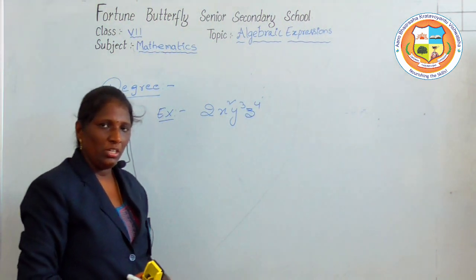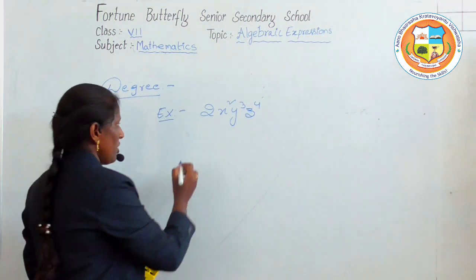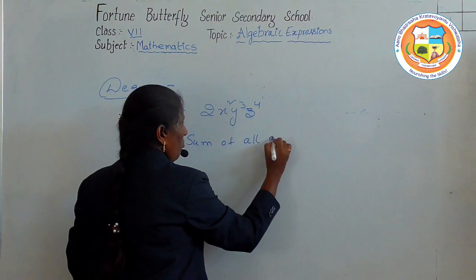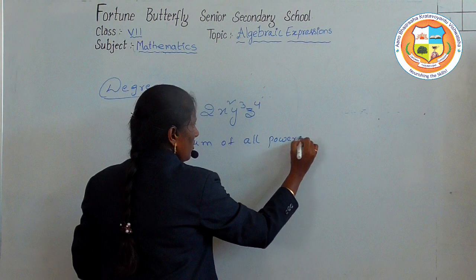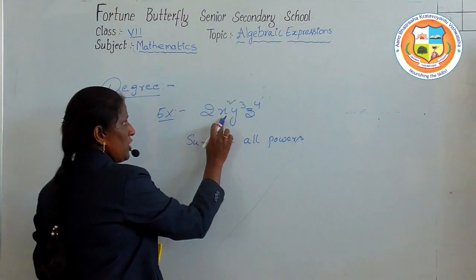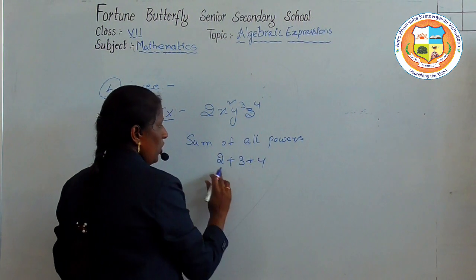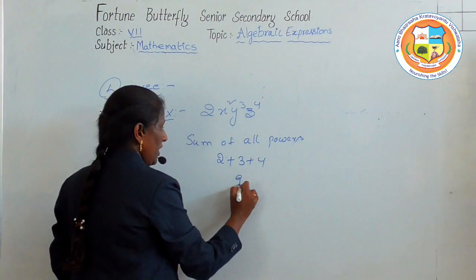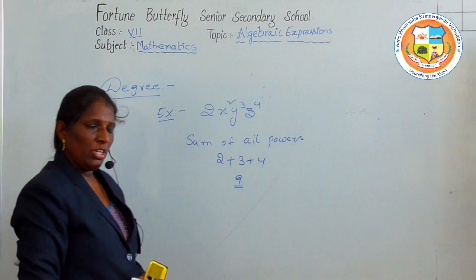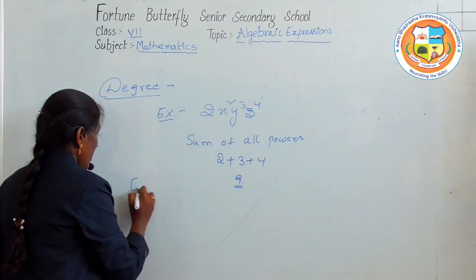How to find out the degree of the monomial? Sum of all powers of its variables. Sum means addition. Add all the powers. Here x power 2 plus y power 3 plus z power 4. 2 plus 3 is 5, 5 plus 4 is 9. 9 is the degree of this monomial. Next one, how to find out the degree of an algebraic expression? One more example.